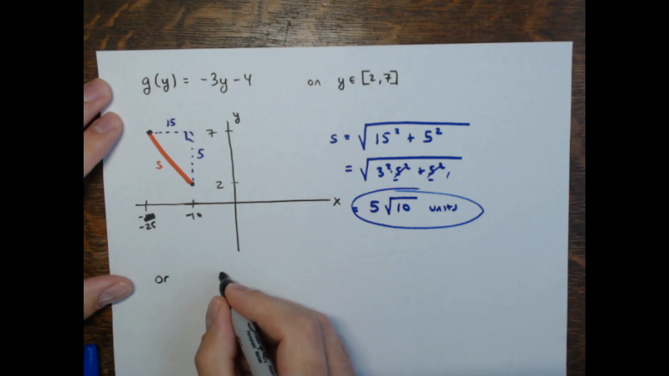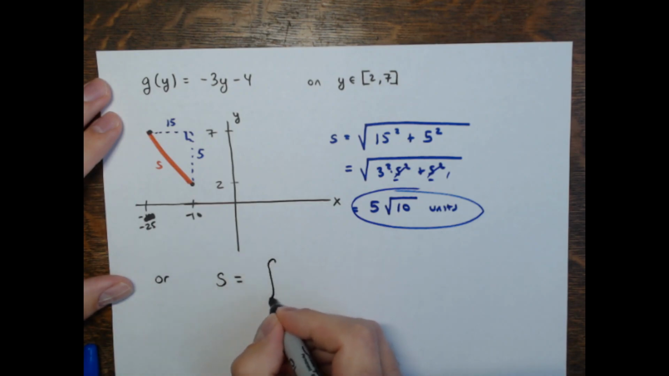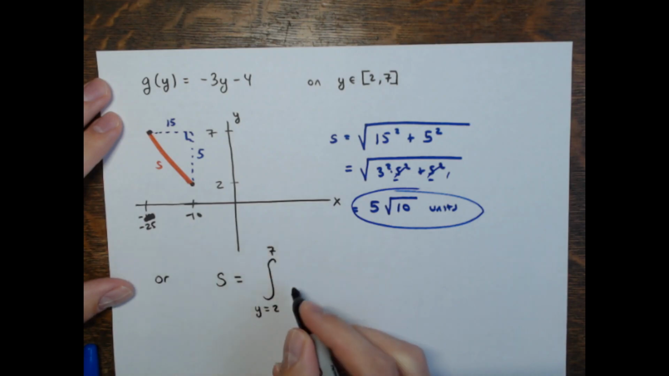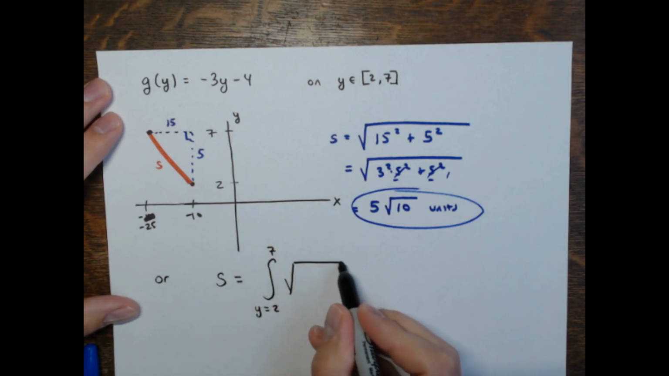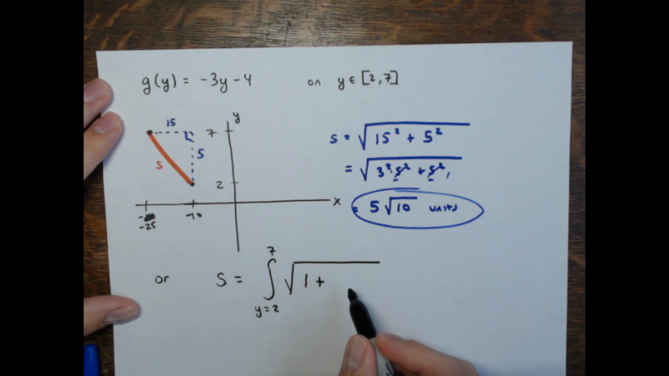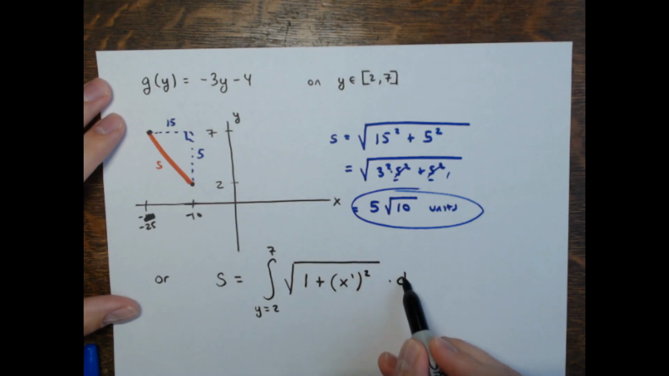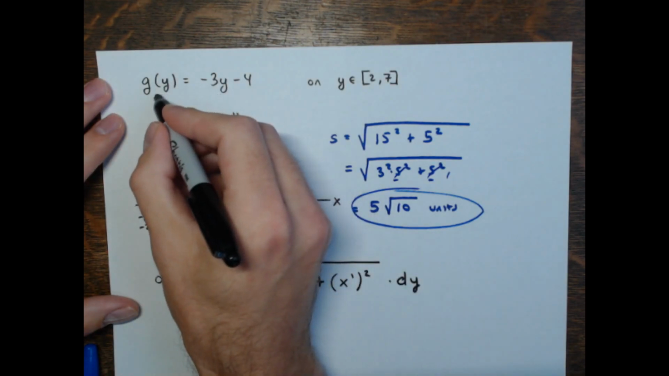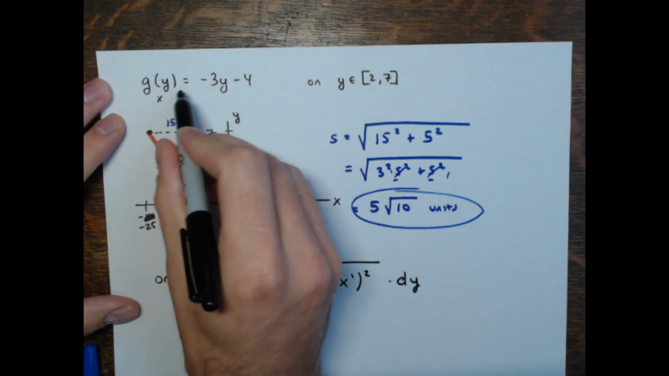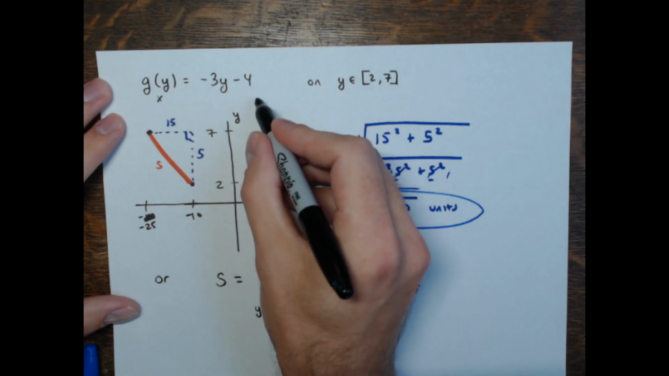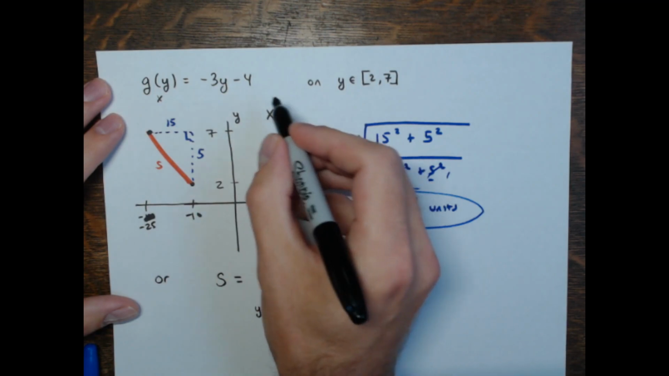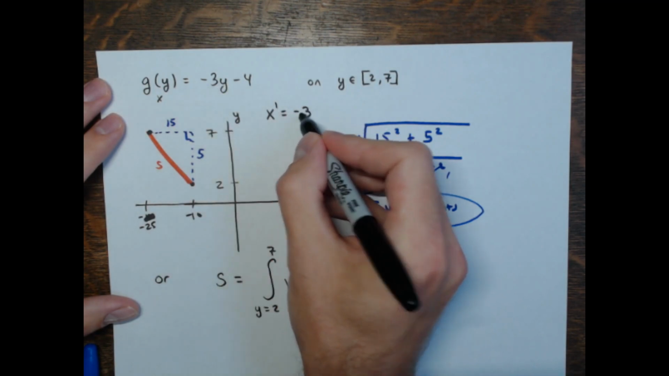Or, right, like let's say the arc length is the integral. We're doing y's here, right, from y equals 2 to 7 of the square root of 1 plus, now, if y is the independent variable, right, integrating with respect to y, then x is a function of y. So this will be x prime squared, and then times dy out here. And this was x. X was given as negative 3y minus 4, right? So x prime is once again just a constant. It would just be negative 3.